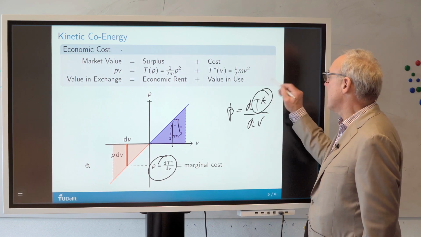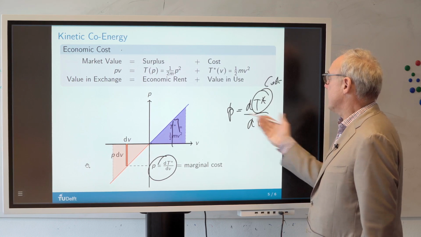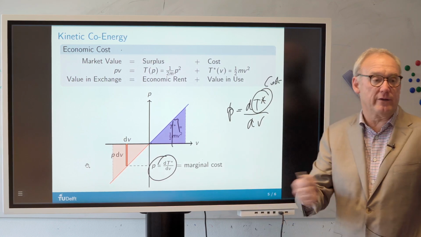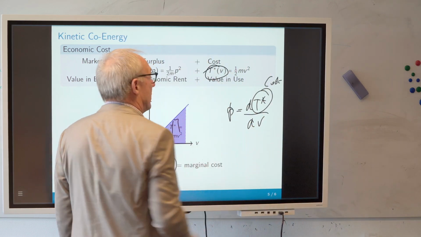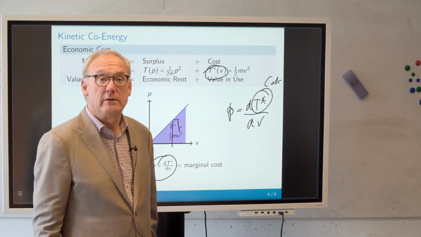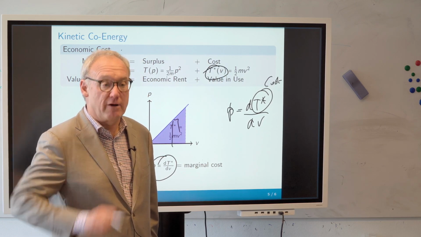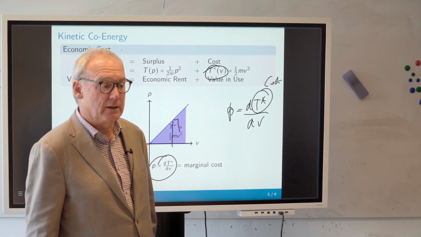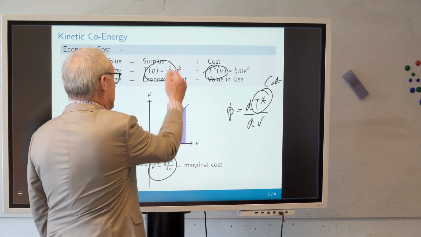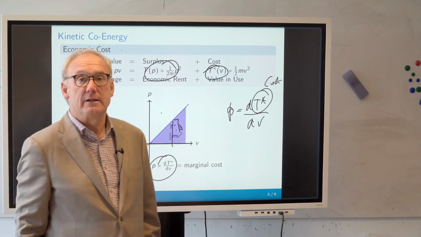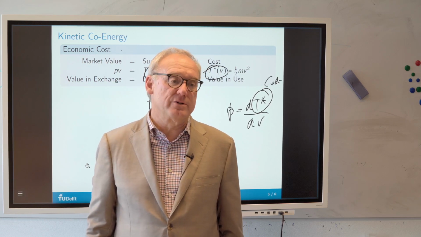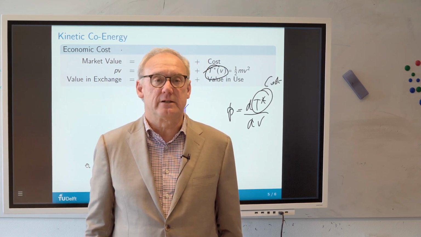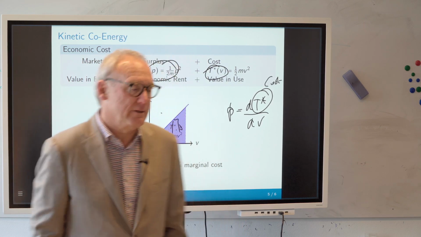So if this is the cost, then you look at how much your cost changed when you change the quantity demanded, and that's going to be the price, okay? So you see that the marginal cost, this is called the co-energy, is a function of the quantity or the velocity. And the energy is the surface. They just happen to be the same in value, so no end of confusion will arise because of it. But you've got to keep these separate.